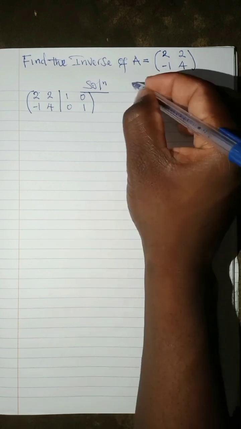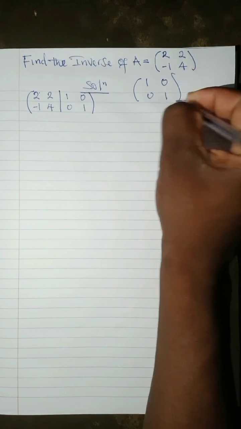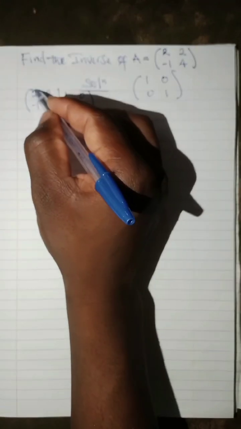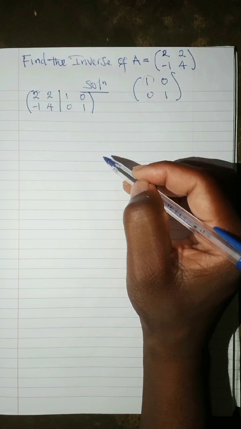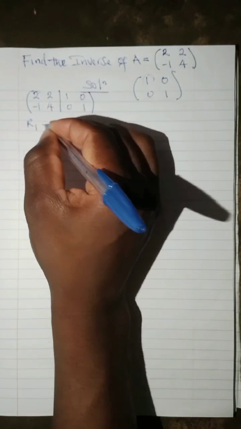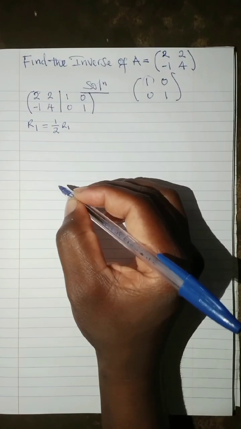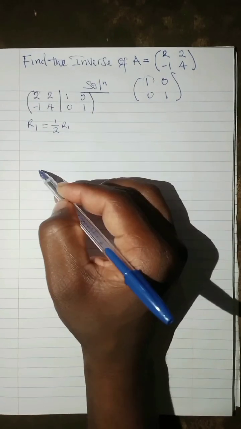Now, when you see properly, the identity matrix looks like 1, 0, 0, 1, like that. Now, when you see properly here, there is 2. How can we form this 2 to be 1? We can only form this 2 to be 1 if we say row 1 is equal to 1 over 2 row 1. This means that the whole row is going to be multiplied by 1 over 2. Okay, what does it mean?